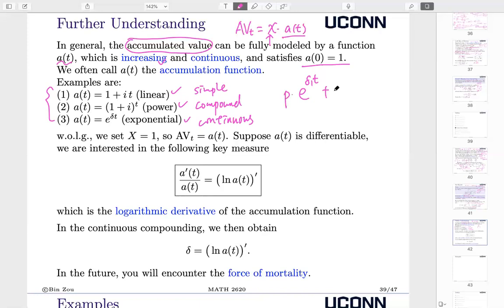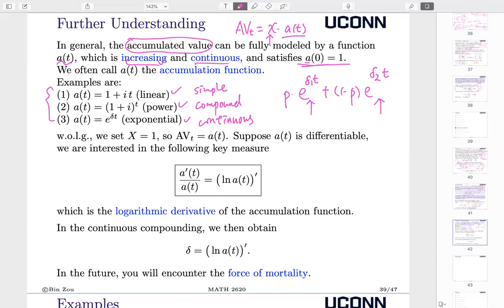P is 1 minus P. Right, so this is a mixture of two continuous accumulation functions. The first one has force of interest rate delta 1, the second one has force of interest rate delta 2. You can combine many functions fitting those properties to be a candidate for an accumulation function. Once you have an accumulation function, you implicitly define a new interest.